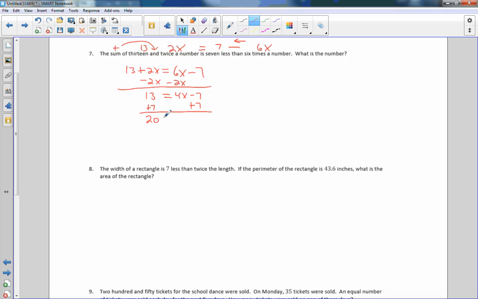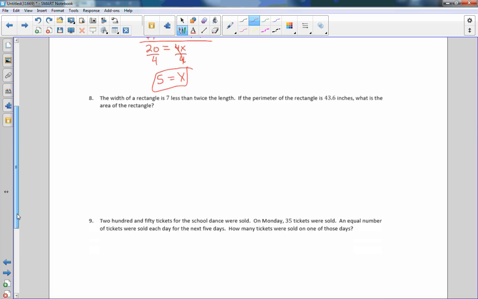13 plus 7 is 20 equals 4x. And then divide by 4. And when I do that, 20 divided by 4 is 5. Okay? And if I plug that back in, 13 plus 10 is 23. 30 minus 7 is 23. It checks.